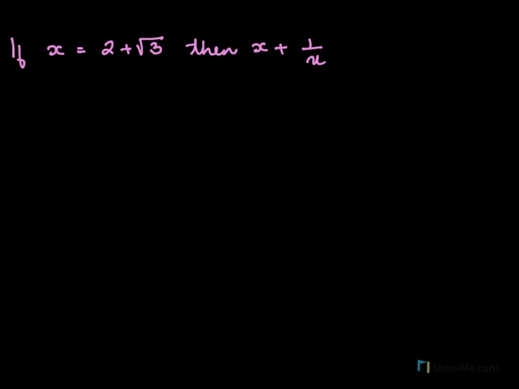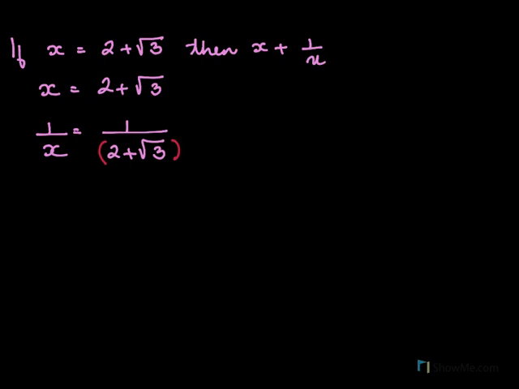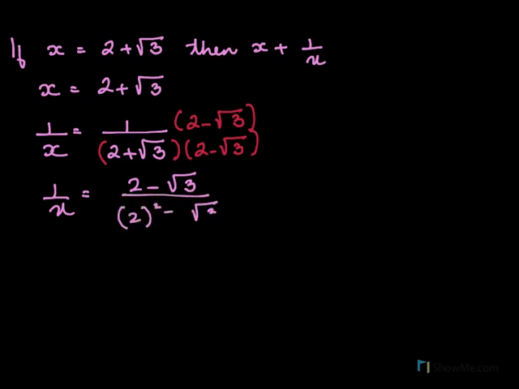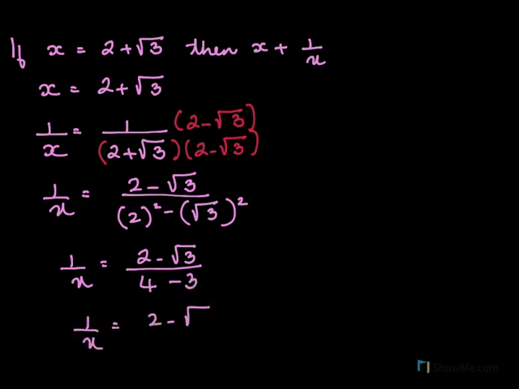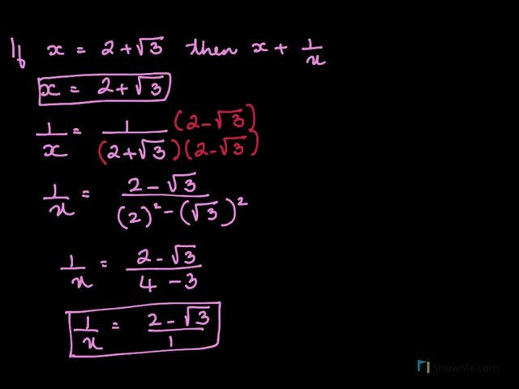Now for this, x equal to 2 plus root 3, find the value of x plus 1 by x. So if x equal to 2 plus root 3, we need to find 1 by x, which is 1 over 2 plus root 3. That is a plus b, multiply by a minus b. So we have 1 by x equal to 2 minus root 3, a plus b into a minus b, a square minus b square. So 1 by x, 2 minus root 3, here we get 4 minus 3. So 1 by x equal to 2 minus root 3 over 1. This is my x, and this is 1 by x. What I need to know is x plus 1 by x. So let's put the value.